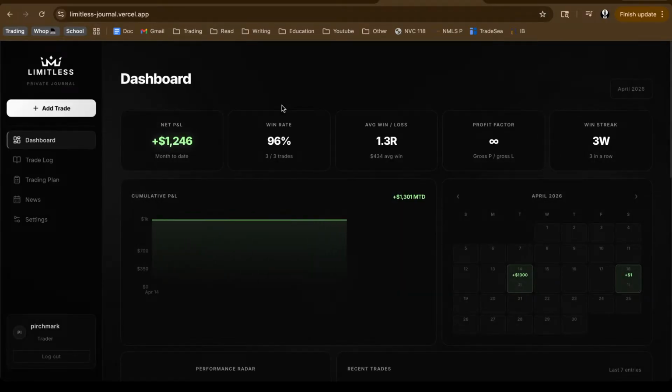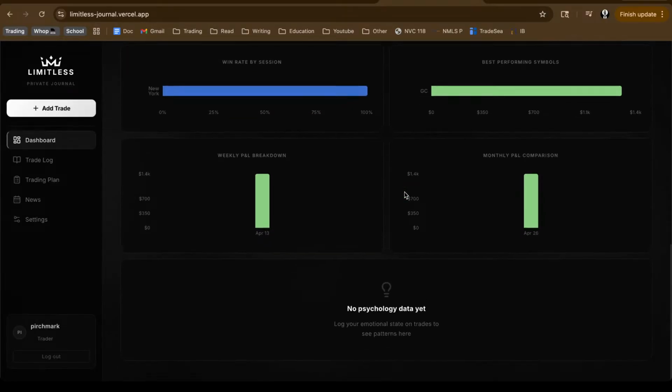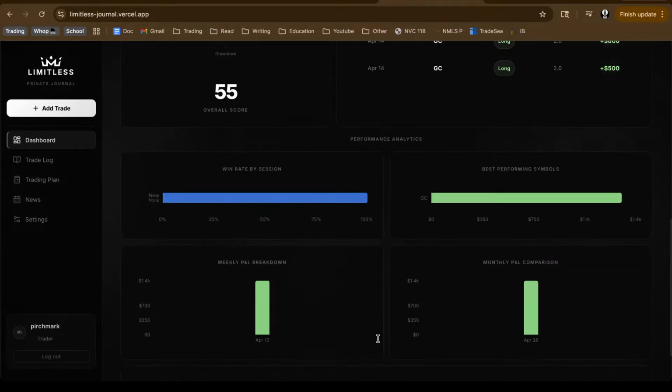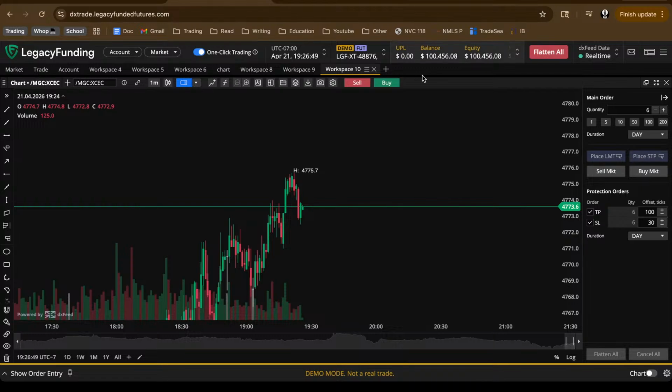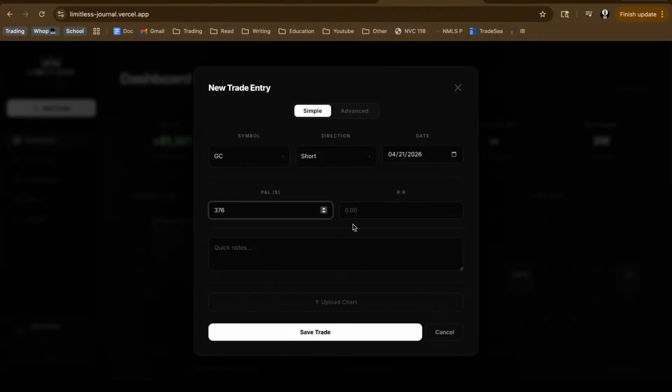This is one of the journals one of my one-on-one students made. It's actually sick. Take a look at this. You just add your trades inside of here, and it's super clean. So for example, add trade, symbol, GC. Let's say we took a short position. This was today, so we can select April 21, P&L, let's say $376. $376 is what I made.